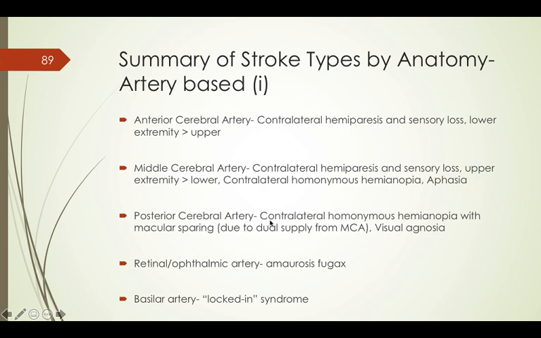Posterior cerebral artery can also cause a contralateral homonymous hemianopia with macular sparing. The reason why it's macular sparing is because you have dual circulation from the middle cerebral artery as well, and you can have visual agnosia.